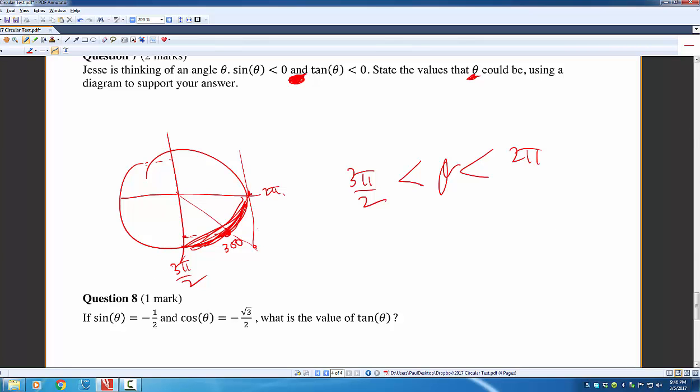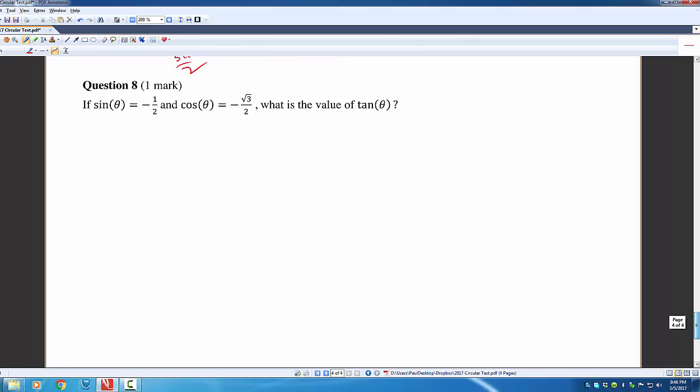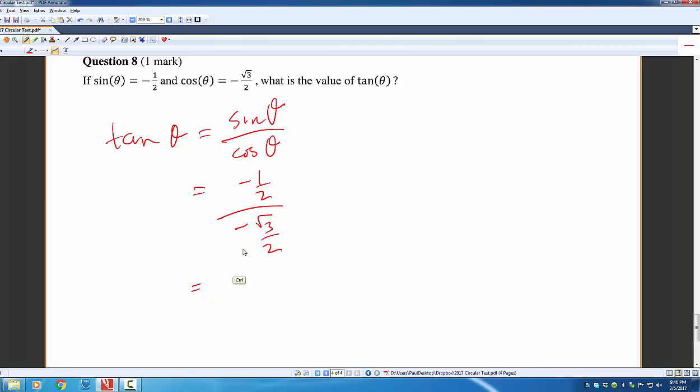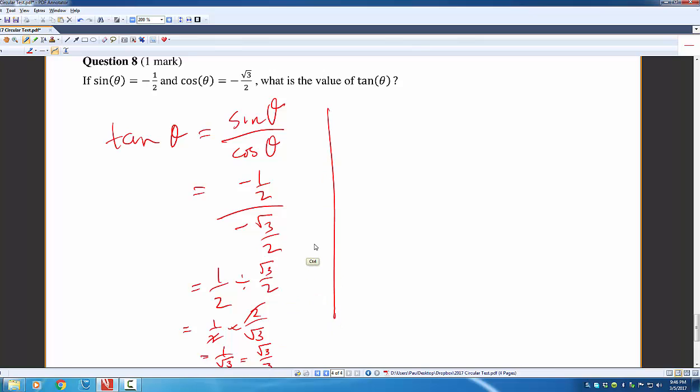Alright, so this last one here, there's a couple of different ways to do this question. I know that the sine of θ equals -1/2, and the cos of θ equals -√3/2. So what's the value of tan θ? Well, there's a formula. Tan θ equals sine θ over cos θ, which means I've got -1/2 over -√3/2, which is negative divided by negative, a positive. So we're going to do 1/2 divided by √3/2, which is the same as 1/2 times 2/√3. They cancel out. Answer is 1/√3 or √3/3. That's the first method you could do it in.